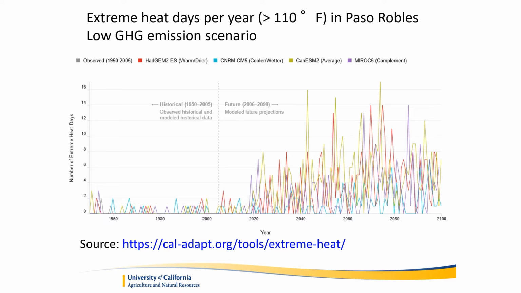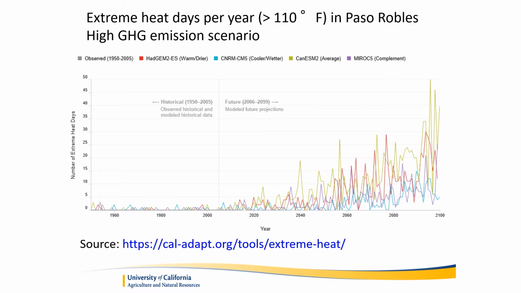So just because of climate change, the prediction, in this example for 110 degrees or more in Paso Robles, is that we're expecting far more of these heat events to happen. So we need to learn to manage around that. How can we protect the grapes from being damaged by these events, which used to be very occasional and are now going to become more routine?